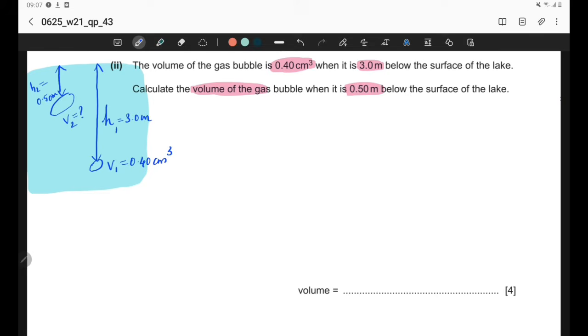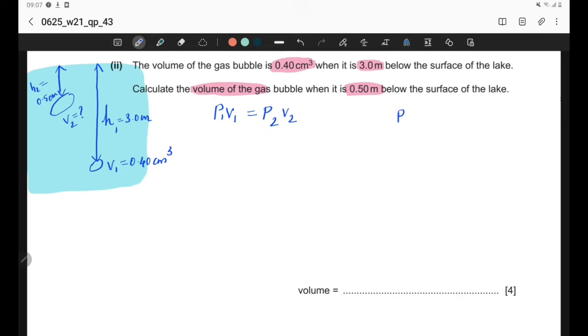We can calculate V2 using Boyle's law equation: the product of pressure and volume is always constant for any gas. So we can write P1 V1 equal to P2 V2, where we need to calculate V2, and V1 is already given. P1, the pressure at level 1, and P2, the pressure at level 2, we can calculate.